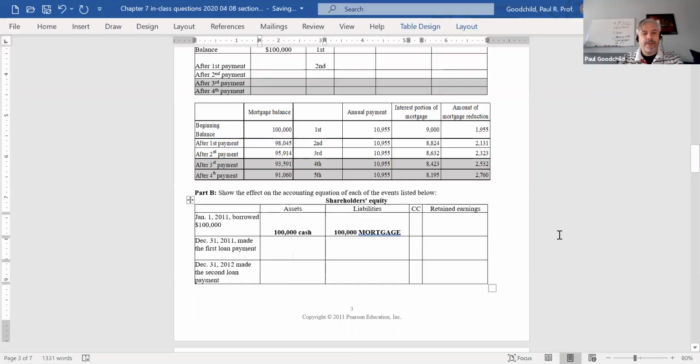December 31st, 2011, make the first loan payment. So 10,955 reduces cash. Your liability decreases by the 1,955. And in retained earnings, you have an expense of 9,000 for interest expense.